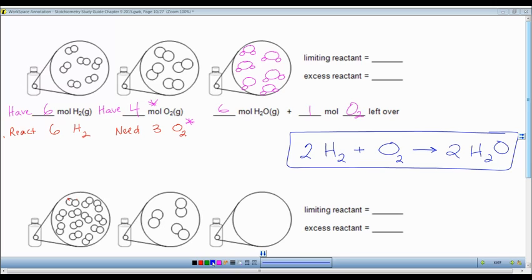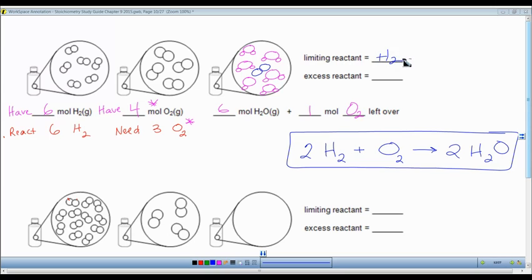I'm going to put it in blue. So here's my oxygen left over. It's not changed in any way. It's still an O2 oxygen molecule. It's really just left over. It's hanging out. Not chemically reacted in any way. So in this case, we would say that the limiting reactant, the one that ran out, was the hydrogen.